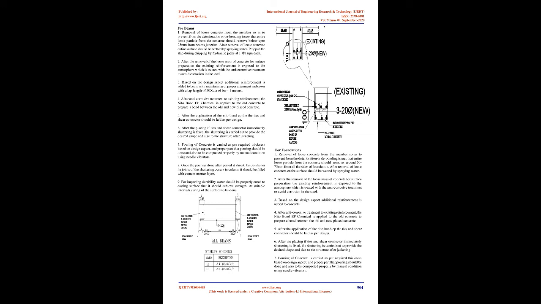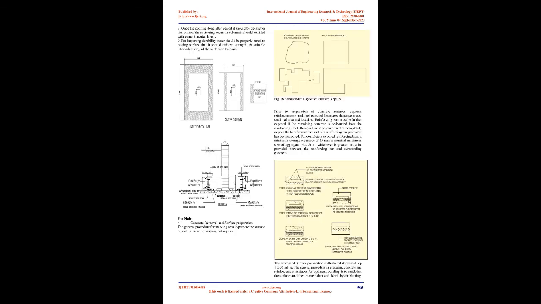1. Removal of loose concrete from the members so as to prevent deterioration or debonding issues. All the loose particles from the concrete should be removed up to 25 mm below the beam junction. After removal of loose concrete, the entire surface should be wetted by spraying water. Prop the slab during chipping by hydraulic jacks at 1 SQM each.